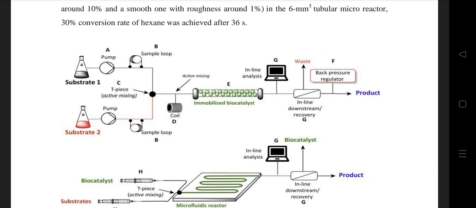Here we take substrate 1 and substrate 2 and pump them into the sample loop. After that they are sent into the active mixing, which is connected with the coil. After the two substrates are present in the active mixing, they are sent into the immobilized biocatalyst. It is passed through the catalyst and then sent for inline analysis. After that inline analysis, we separate out our waste and send the product into the back pressure regulator, and then finally we can achieve our product.